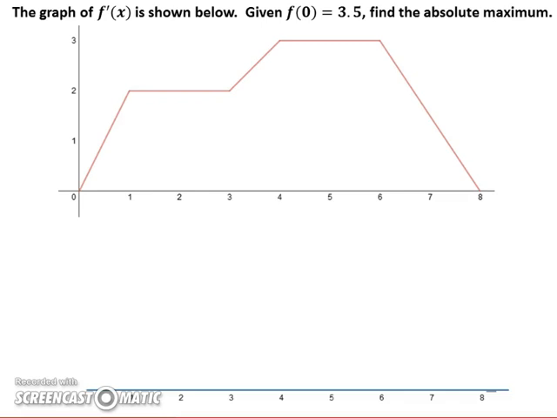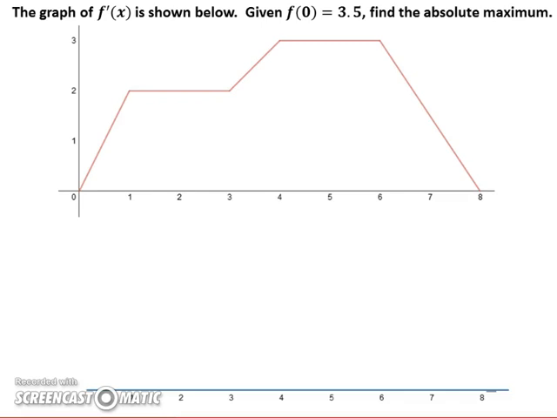Notice that the first derivative here is given. The y-coordinates of every point on the first derivative from 0 to 8 is positive. So that means that the f of x graph is increasing. If the first derivative is positive, the position function is increasing. So from 0 to 8, this function is increasing the entire time.